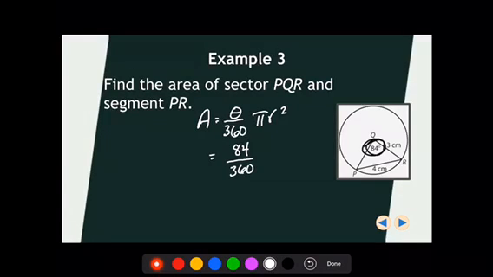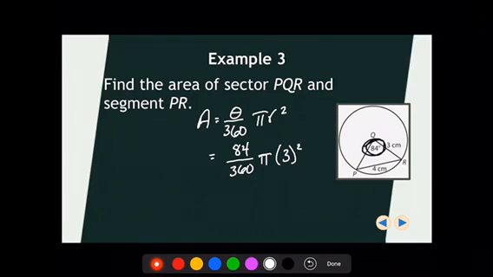You can use your fraction button on your calculator, or you can actually punch that in exactly as it states it, 84 divided by 360. You'll get a decimal. That's perfectly fine. And then I need to multiply that times pi, and then times the radius squared. The radius of my circle here is 3. So I would need to say 3 squared.